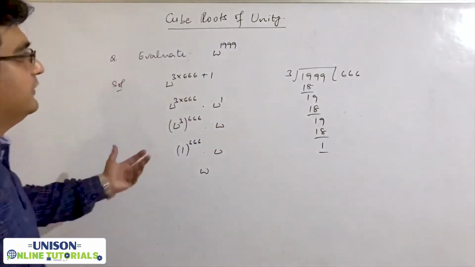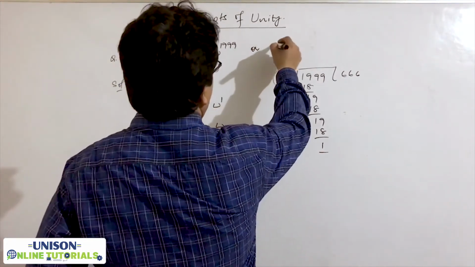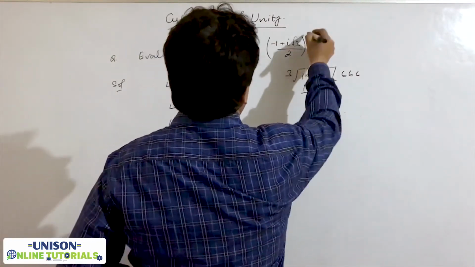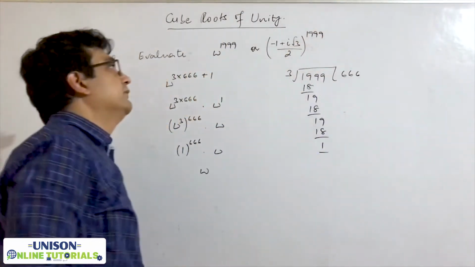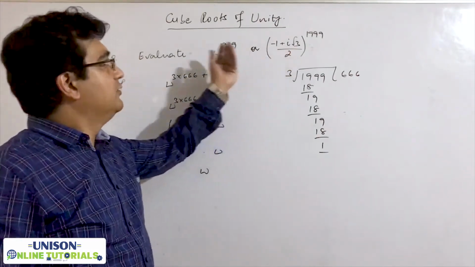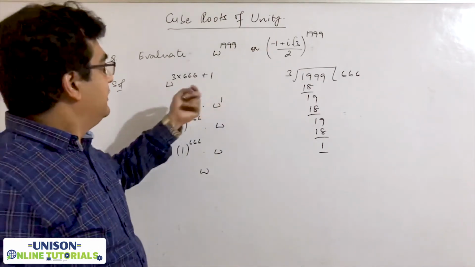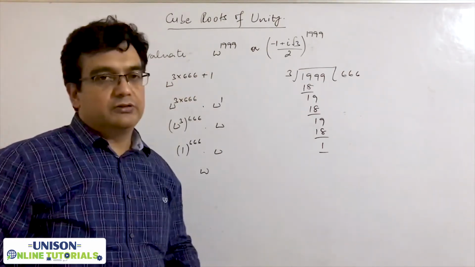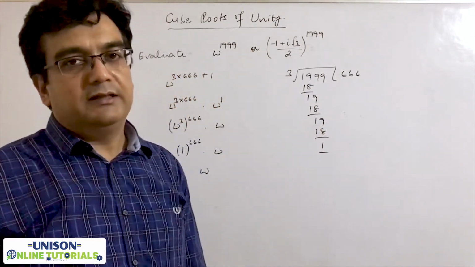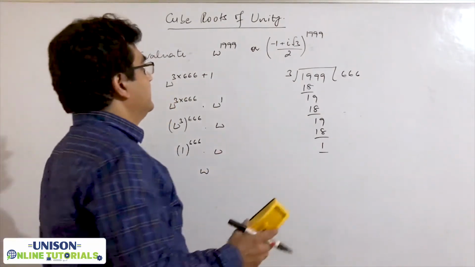If you were asked the value of minus 1 plus iota root 3 by 2 to the power 1999, you just take it as omega, omega power 1999. Because we know that omega cube is 1, we divide by 3, and the remainder that is left becomes the power of omega, and that will be the answer. So omega power 1 will be the answer. So let's do one more question.